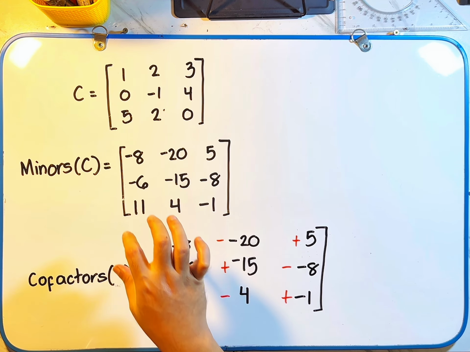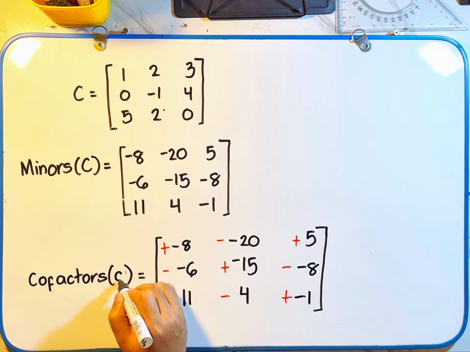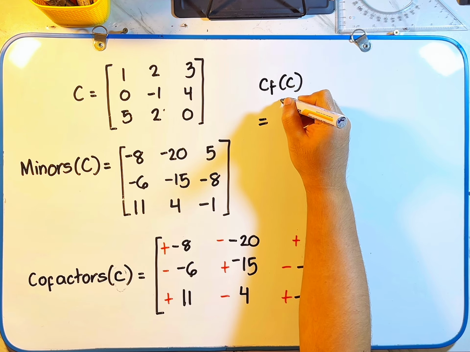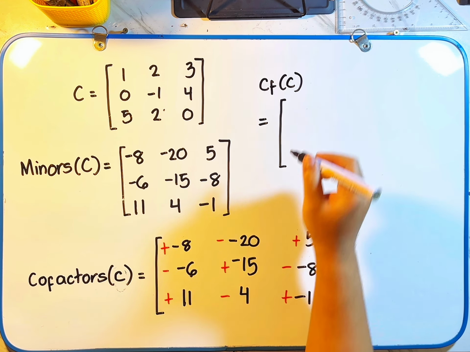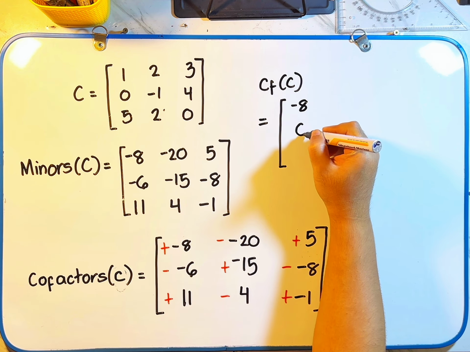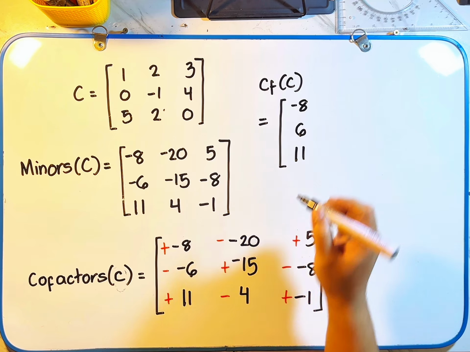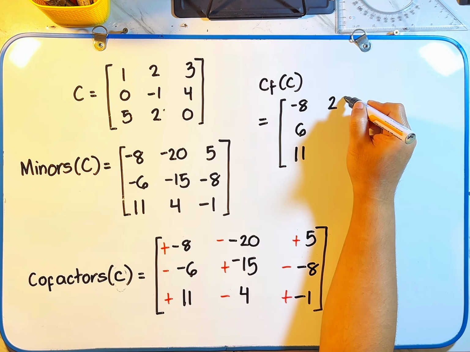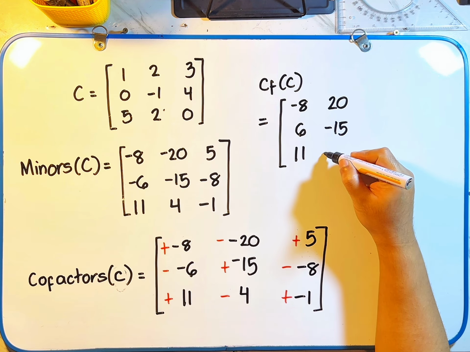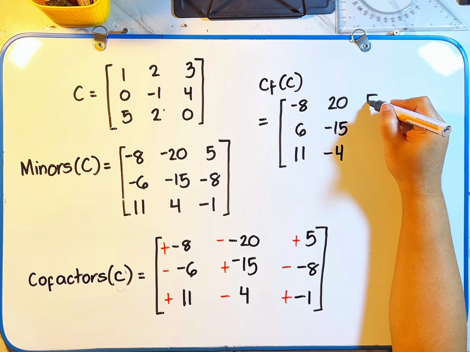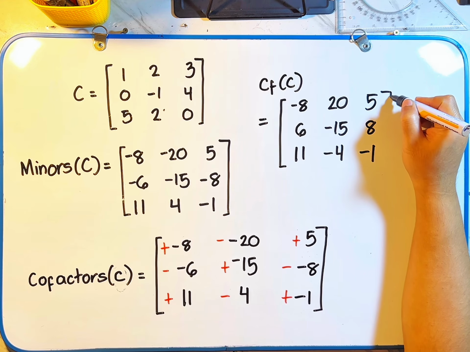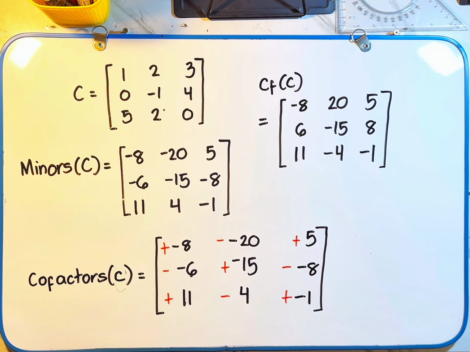Okay, so this is wrong. It should be C. Let me replace. So the cofactors of matrix C is, this is negative 8. This would be positive 6, negative times negative. Positive 11. Positive 20. Negative 15. Negative 4. Positive 5. Positive 8. And negative 1. So this is the cofactor.